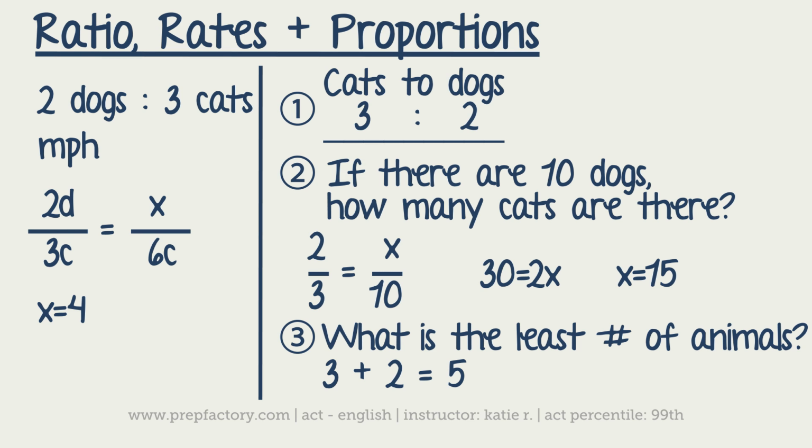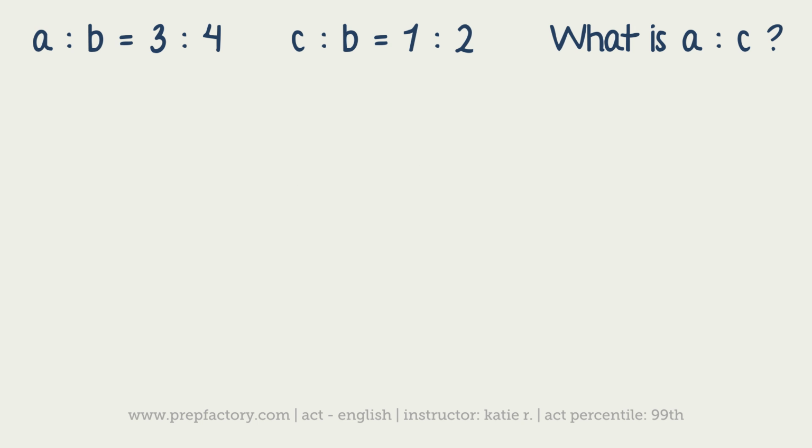Okay, so here's an example of the first kind of problem I was talking about. You've got the ratio of A to B is 3 to 4. The ratio of C to B is 1 to 2. And then it's asking you what is the ratio of A to C. Okay, so first things first, you want to write this out in a way that you can see what's going on.